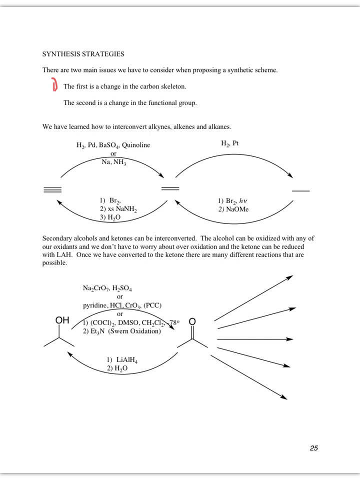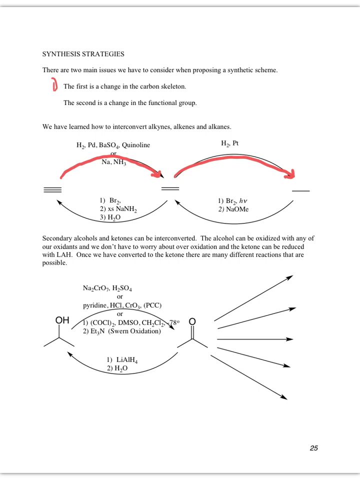So back in Org 1, we talked about the conversion of alkenes, alkynes, and alkanes. We can go from an alkyne to an alkene with either hydrogen, palladium, barium sulfate, and quinoline, or sodium and ammonia, depending on if we need the cis or the trans alkene. From the alkene, we could just add hydrogen and platinum, and we could reduce it down to the alkane.